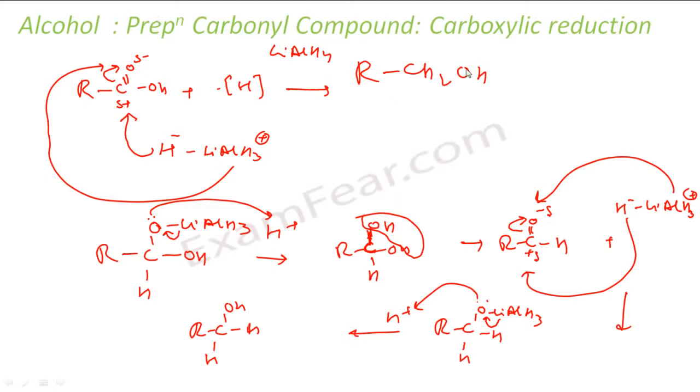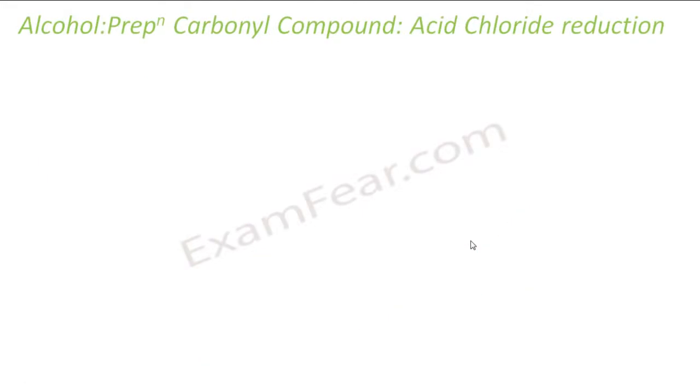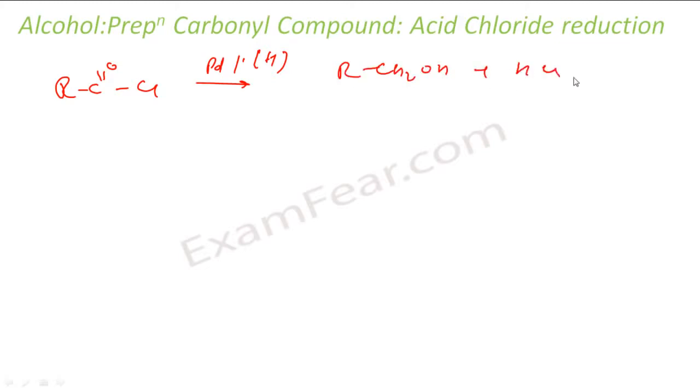Correct? See, same thing from carboxylic acid. First you get actually aldehyde, and then the same reaction proceeds. Correct? And then we have acid chloride reduction. So here we will use RCOCl. This is acid chloride. Here also you use it in presence of Pd catalyst, add H here, now you get RCH2OH plus HCl. Same nucleophilic addition reaction, same reaction mechanism.